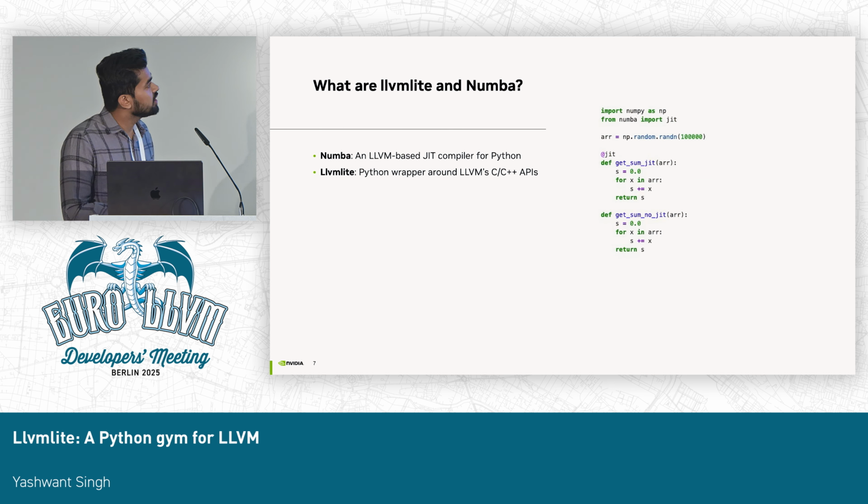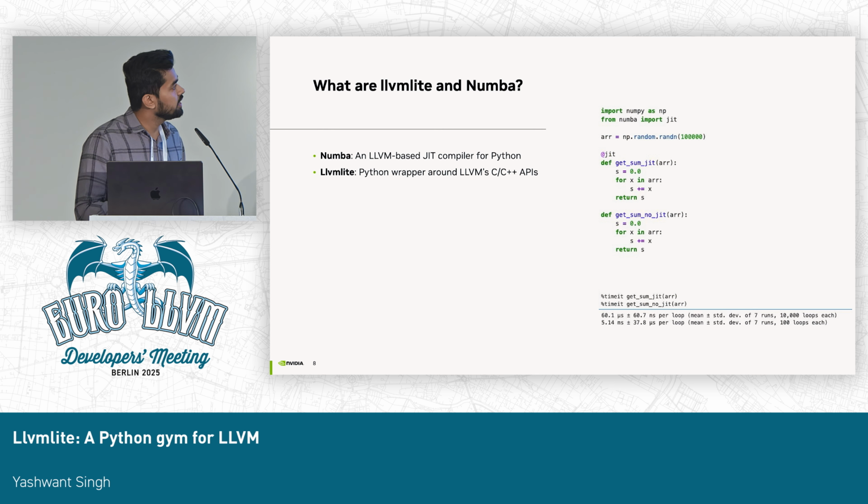So here I have an example which demonstrates how you can use Numba to speed up your Python code. I have two functions which calculate the sum of a NumPy array. However, the first function is decorated with a JIT decorator, which instructs Numba to JIT compile this function instead of invoking the Python interpreter. And if you look at the execution speed, you can see the JIT executed function is a lot faster than the normal Python interpreted function. It's around 60.1 microseconds compared to 5.14 milliseconds.